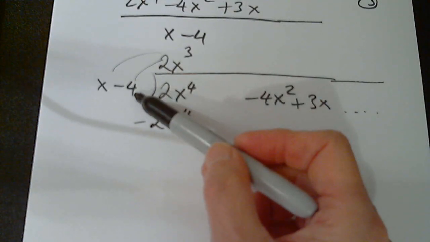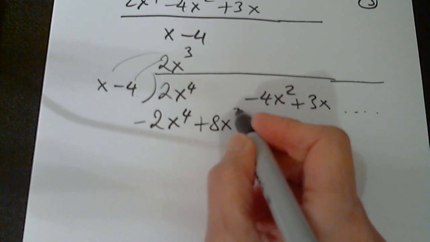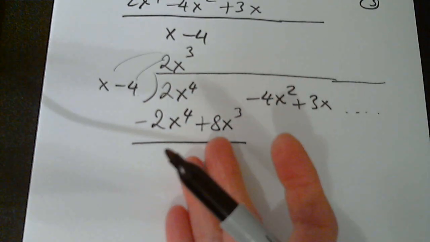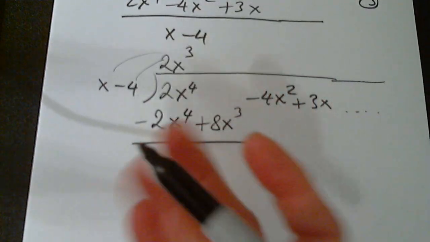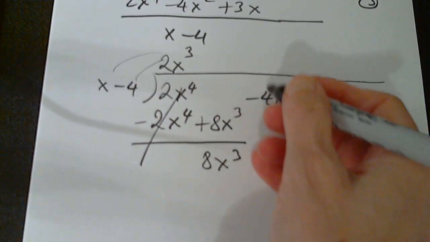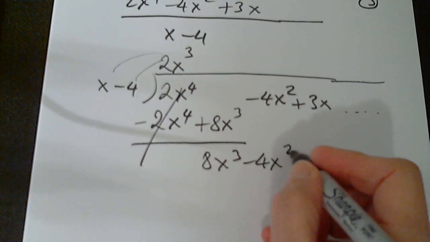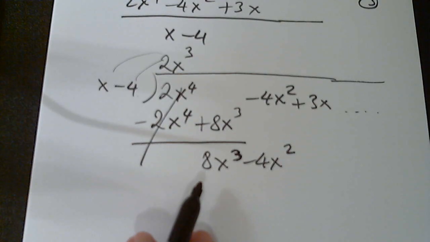2x cubed times negative 4 is negative 8x cubed, but I have to subtract. I cannot write 8x cubed under anything else, so it has to go under the empty space. Bring down 8x cubed and bring down the next in line. Is this okay so far? Yep, that makes sense.